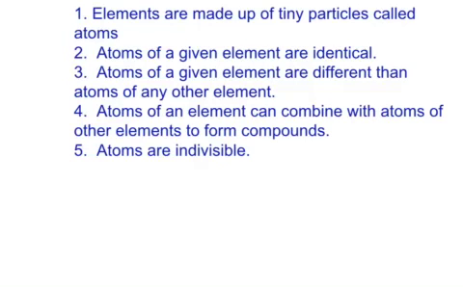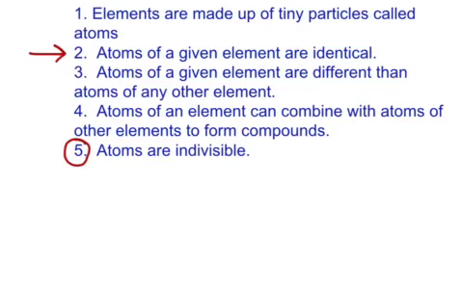The next thing I want to talk about is Dalton's atomic theory. You do need to memorize Dalton's atomic theory. There are 5 main points to Dalton's atomic theory. The first one is that elements are made up of tiny particles called atoms. The second one is that atoms of a given element are identical. And we know now that this is not true, and you'll see in the next video why, but it's pretty much because of something called isotopes.